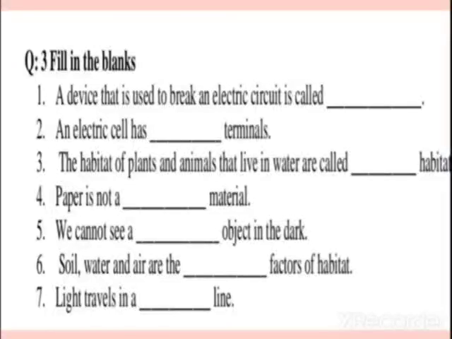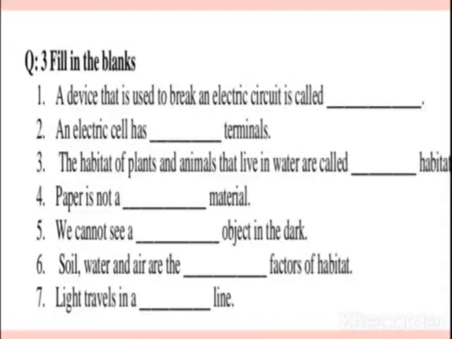Then number 5, we cannot see a dash object in the dark. See, we can see objects which give their own light in the dark, but here we cannot see a dash object in the dark. We cannot see a non-luminous object in the dark. Now 6, soil, water and air are the dash factors of habitat. Now you know that soil, water and air, all three are non-living things. So soil, water and air are the abiotic factors of the habitat.